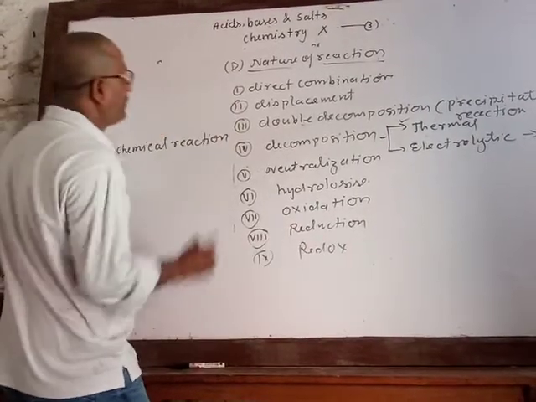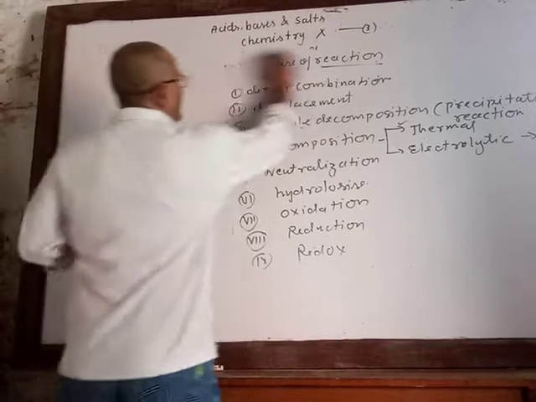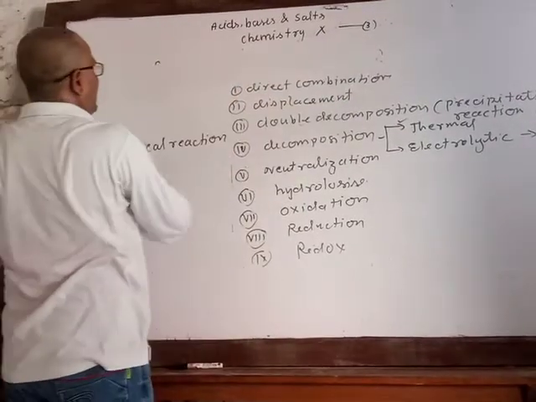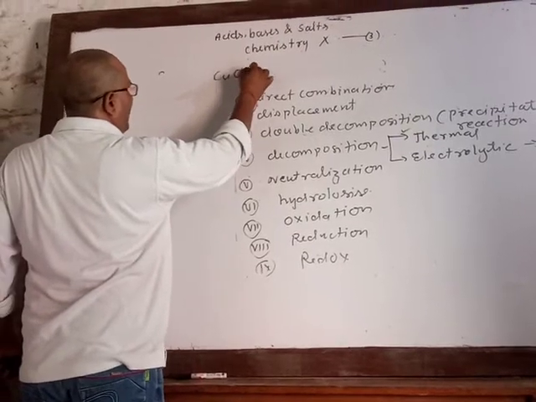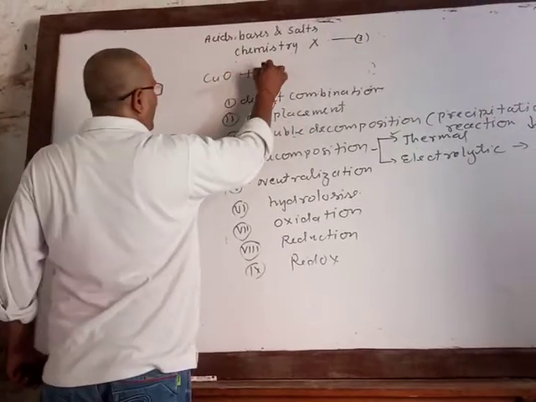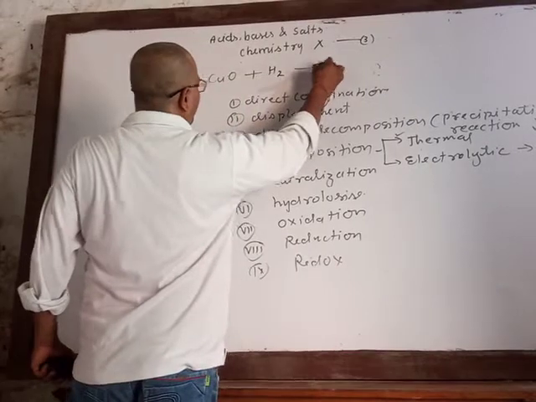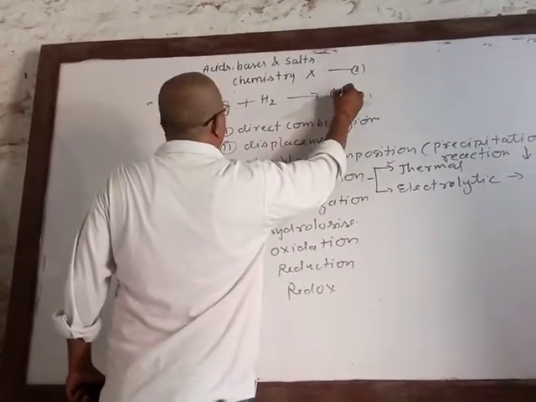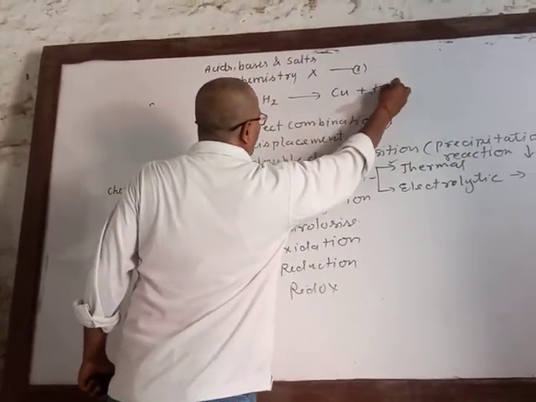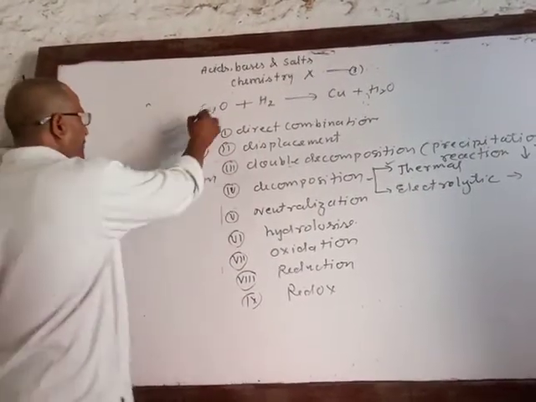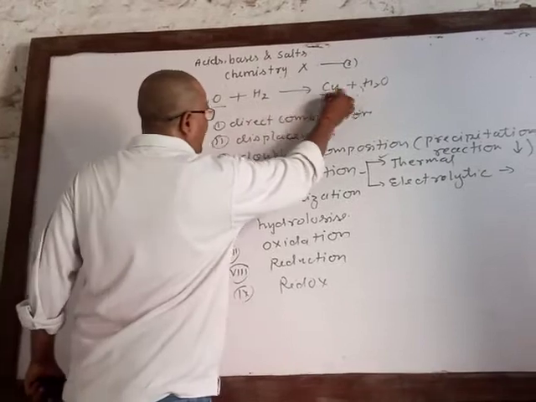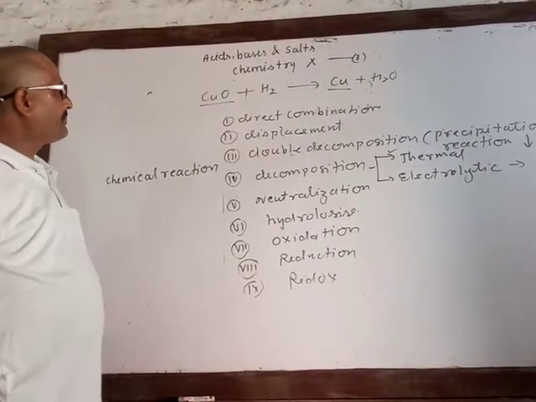Redox. See, I am giving one example here. When copper oxide, which is black in color, reacts with hydrogen, it forms Cu plus H2O. A simple equation. In 8th class also you have studied this. This is black in color, this is reddish brown in color.